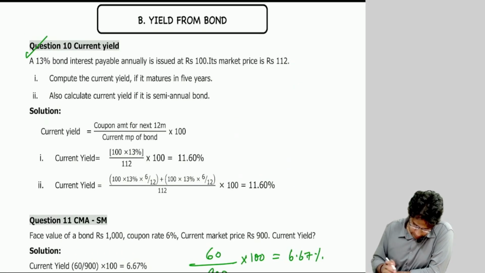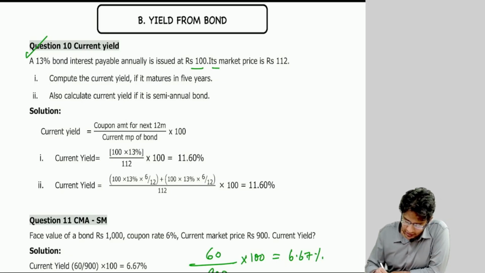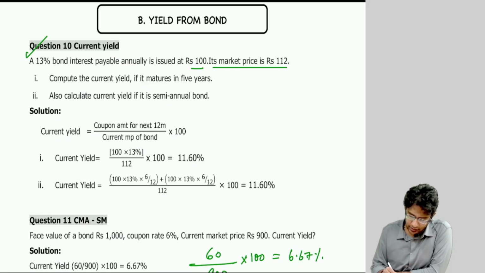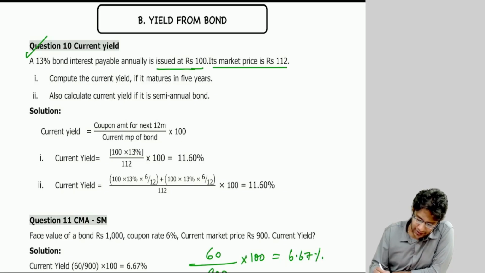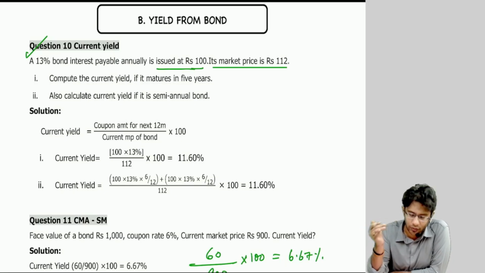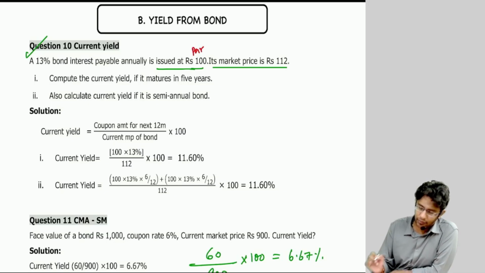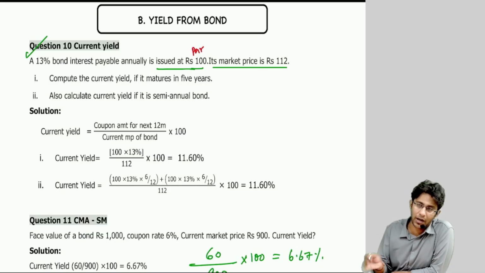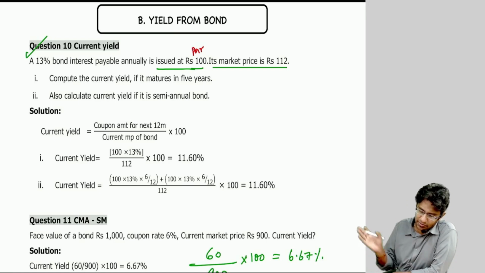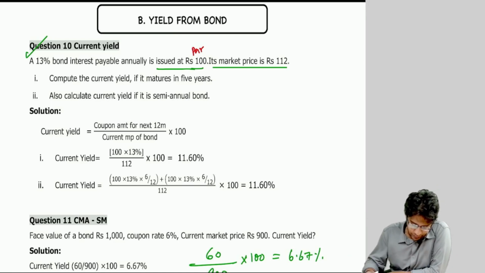Come here. A 13% bond, interest payable annually, is issued at 100. Okay. Issue price is irrelevant for you. Its market price is 112. He is telling you it was issued at 100 because generally bonds are issued at par value only, so he is indirectly telling you that this is the par value. Market price today is 112. For bond yield we don't want par value, we want only price, because investment will happen at the price of the bond. Calculate the current yield if it matures in 5 years.